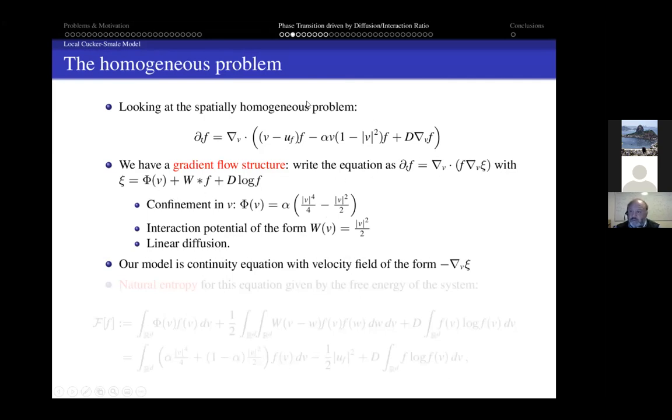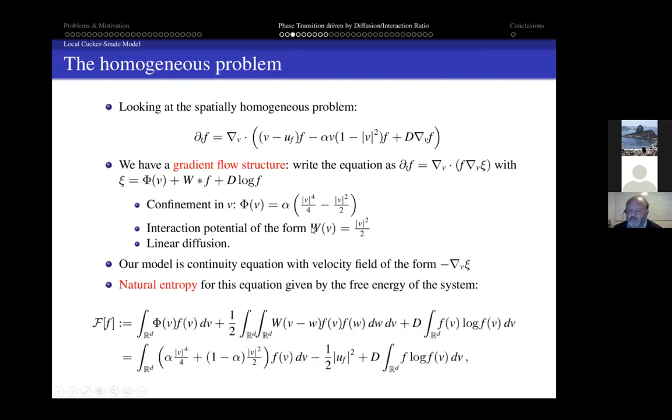So in fact, you can write this equation in the form of what I wrote at the beginning by doing the following choices. The interaction potential is just the quadratic. If you compute the gradient of this, it will be the convolution of this with V, and this gives rise to this term here. This is the linear diffusion term. And there is a confinement term, in the sense of the gradient of a given potential, which is this one. It's a double well potential.